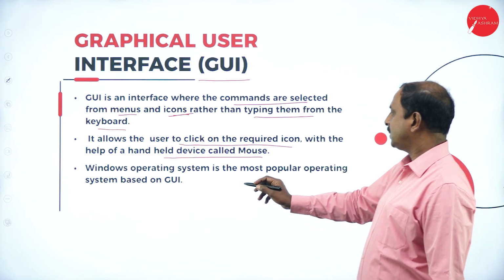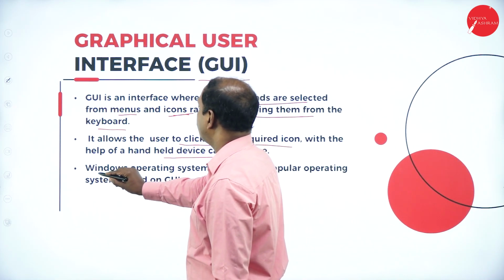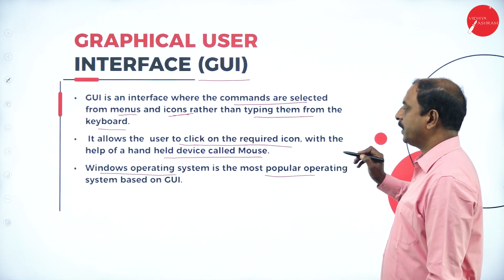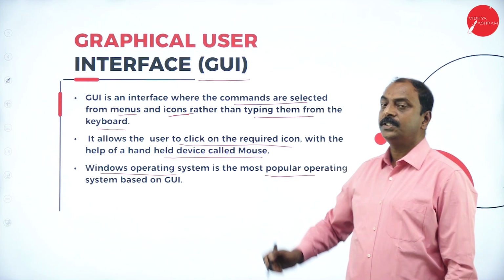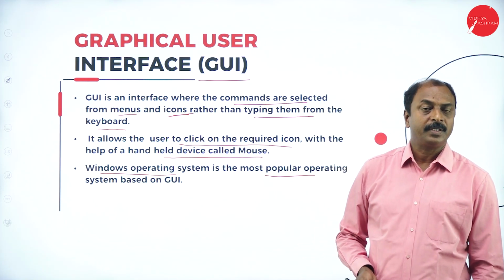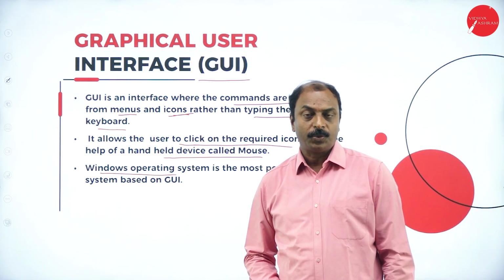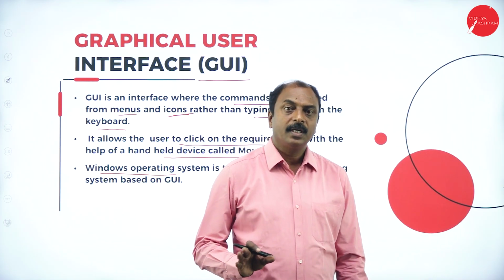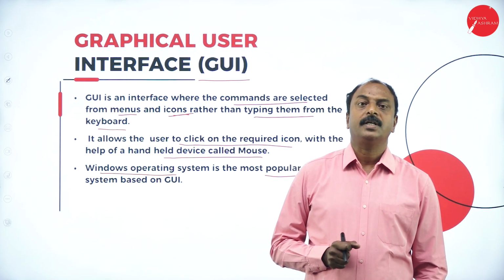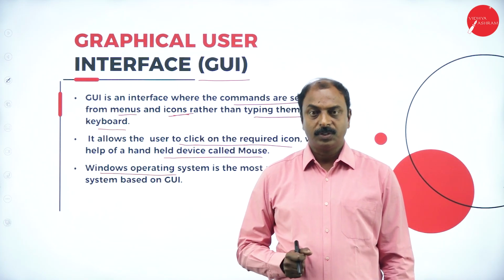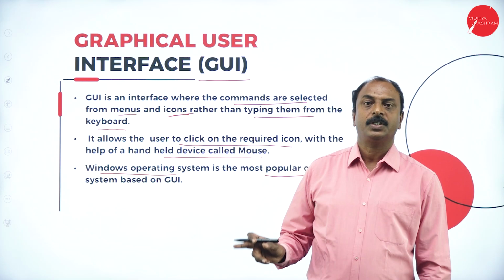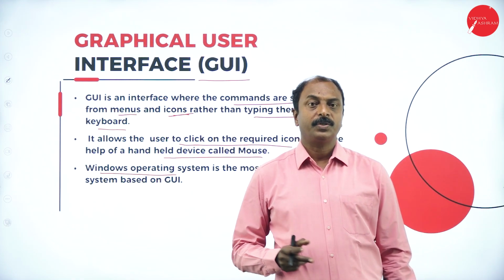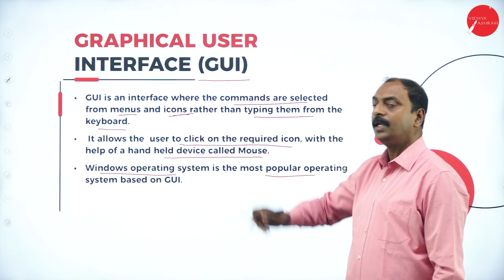The Windows operating system is an example of GUI. It is the most popular operating system example for GUI. Nowadays we are all familiar with Windows. You know how Windows works, where we use the operating system with input devices like the mouse. With the help of the mouse, the user interacts with the computer hardware. So it is an interface, that is the GUI interface.